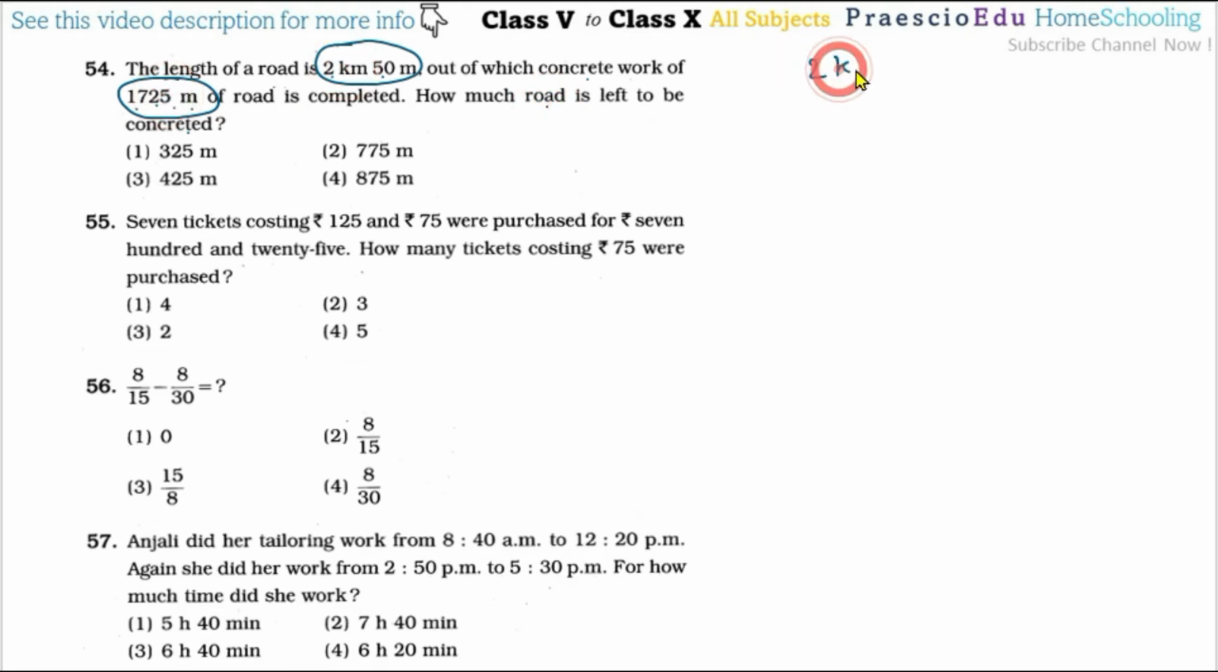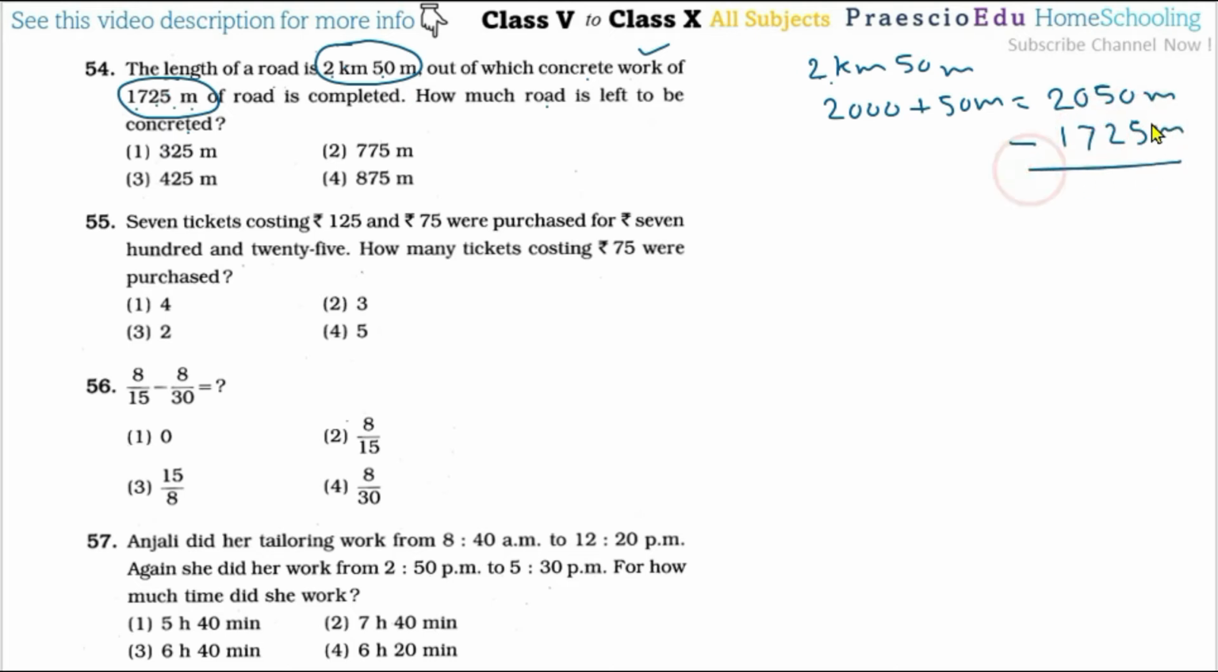So 2 km and 50 meters. We have to convert kilometers to meters. So 2 km is 2000 meters, plus this 50 meters we also have to add. So that is 2050 meters. This is the total length of the road. From this, the work done, that length, we have to consider. So that is 1725 meters. This has to be deducted from the total one. So we are getting 325 meters. So 325 meters means option number 1 is the correct one.